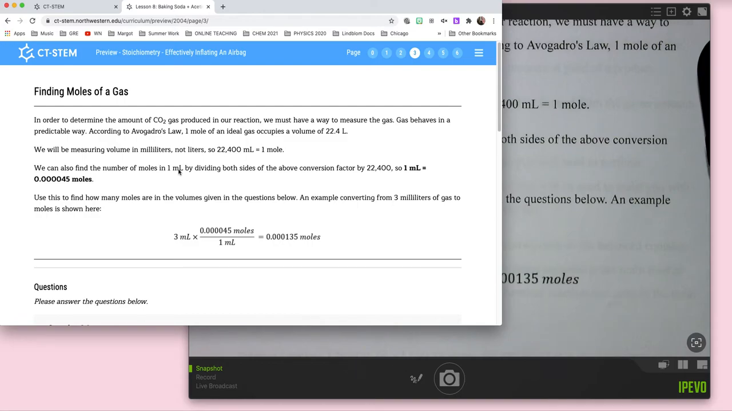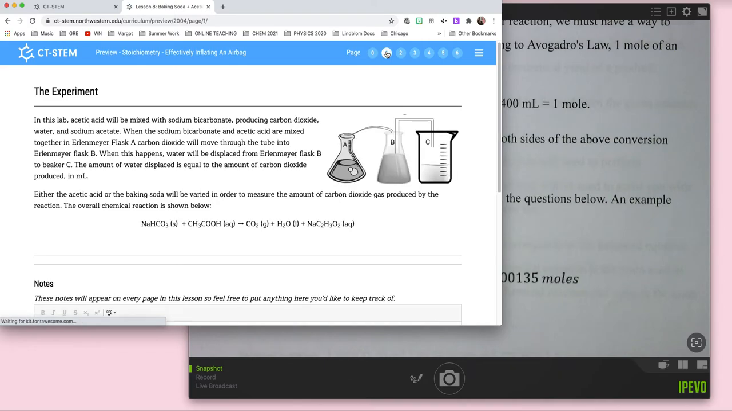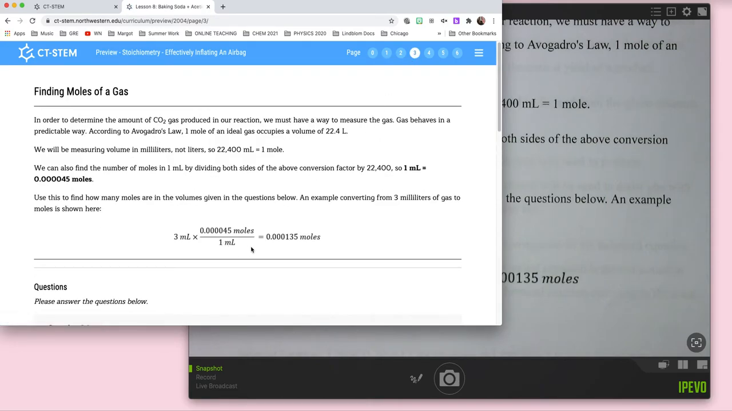To talk through page 3 of lesson 8. So here we are looking at how many milliliters of gas is in 1 mole, okay? Because just like I mentioned before on page 1, our lab setup is going to displace water, and that displaced water is going to represent the volume of gas that is being produced. So if we want to measure this gas, we're going to need to use a conversion to convert from milliliters to moles. Okay, and that's kind of what this is all talking through.